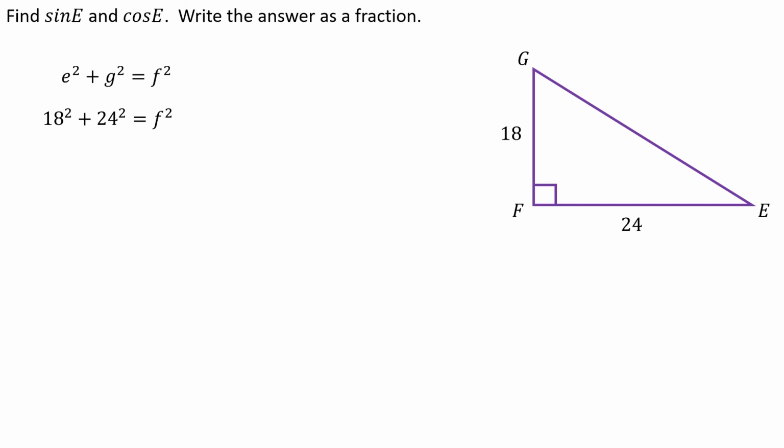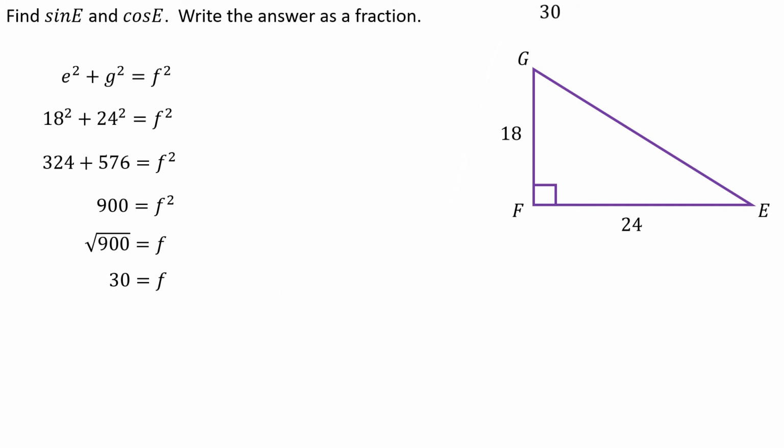I can plug in 18 as being across from E. 24 has to be G because it's across from G. If I need to use a calculator for that step, I can. And if I need to use a calculator here, I can do that because it came out to be a nice plain old 30.